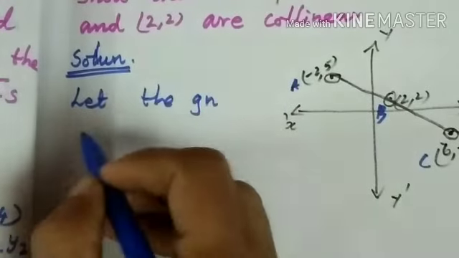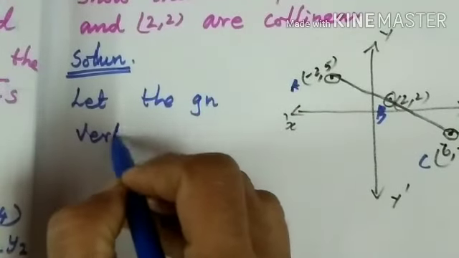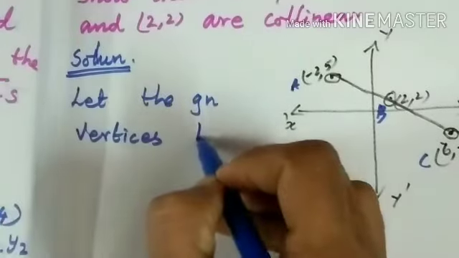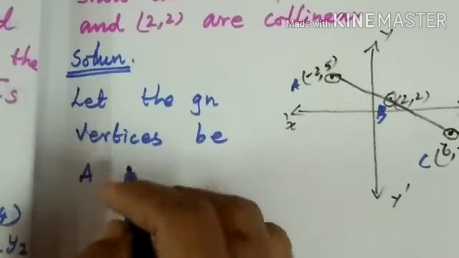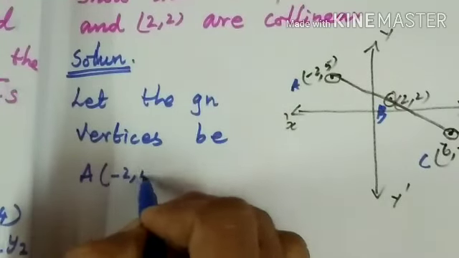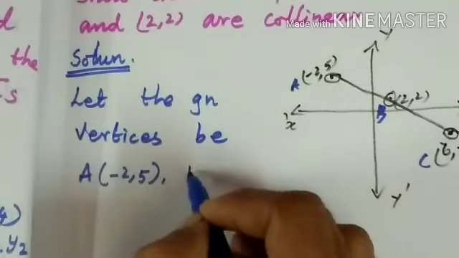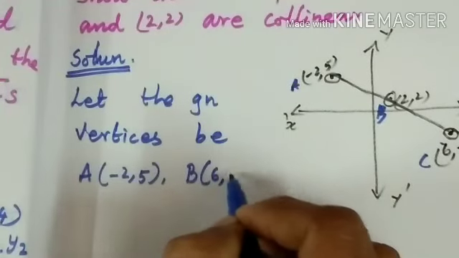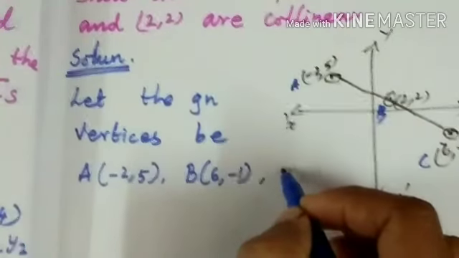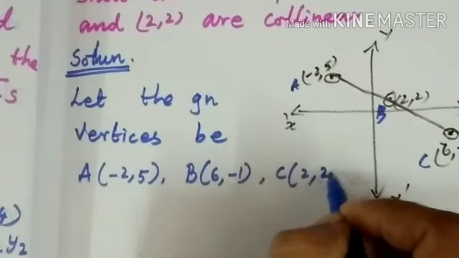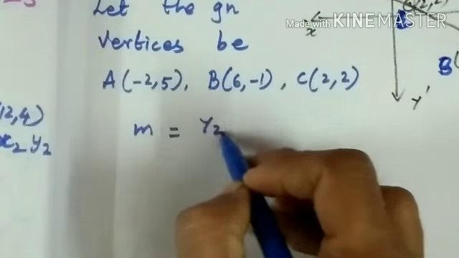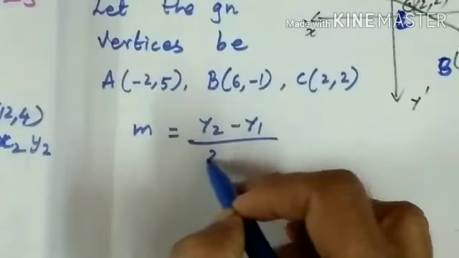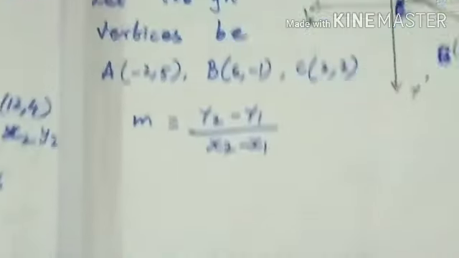Let the given vertices be A minus 2 comma 5 and B 6 comma minus 1 and C 2 comma 2. Now you have to find the slope. What is the formula for slope? M is equal to y2 minus y1 by x2 minus x1.